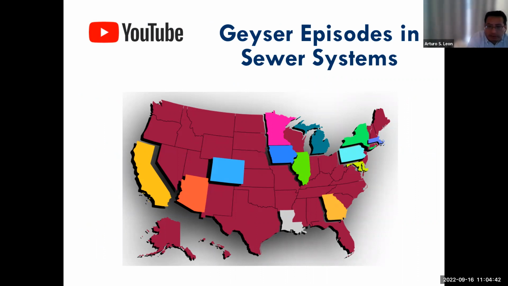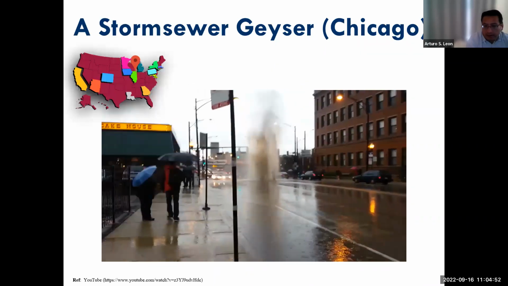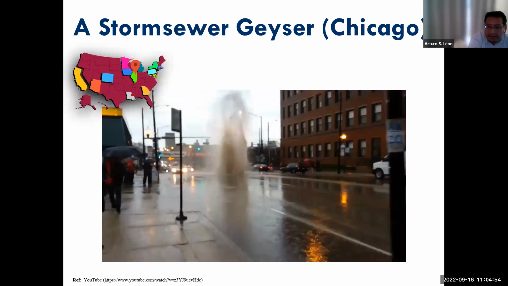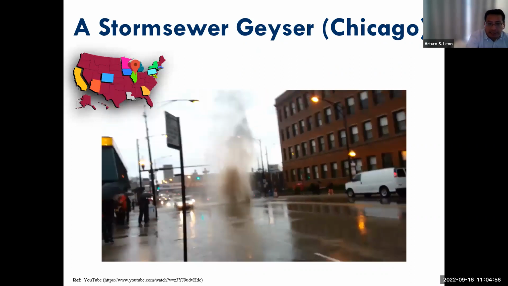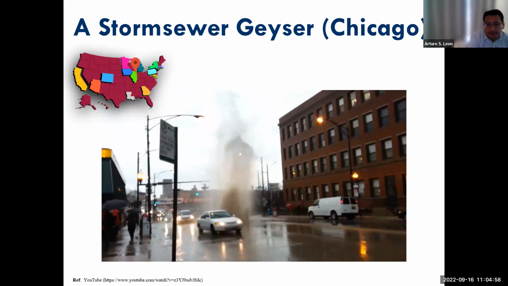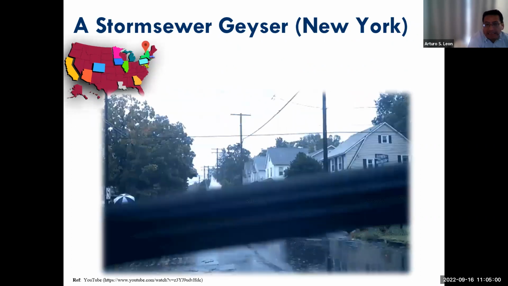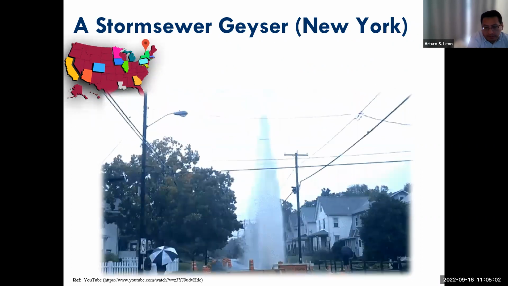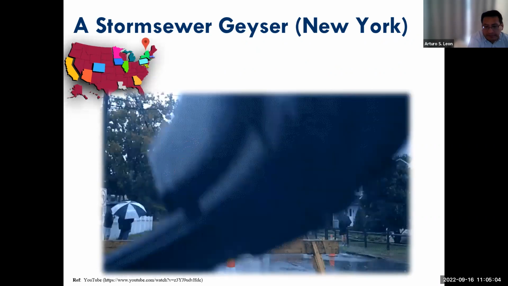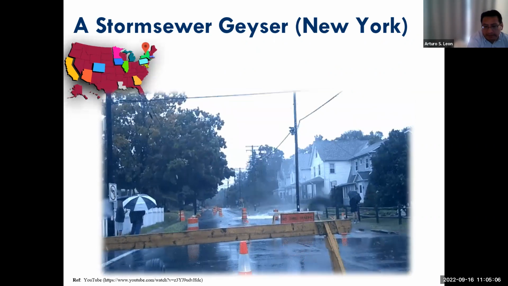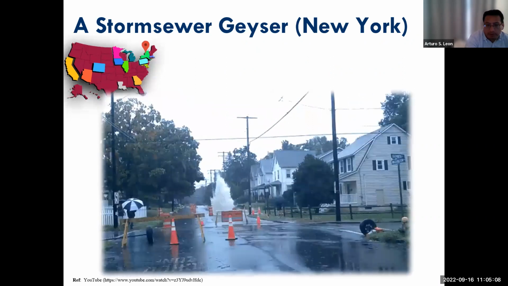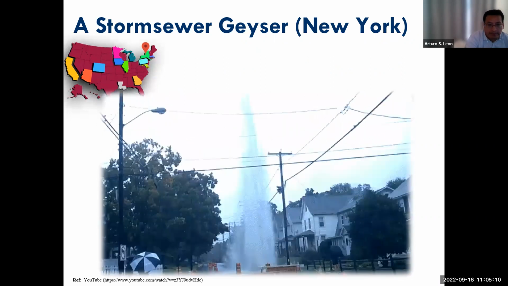I asked my students to go to YouTube and get some of the videos in the US. And he found some examples. Let me show you one example. This is a geyser in Chicago. This is another geyser in New York. So these are relatively frequent events that happen all over the world.